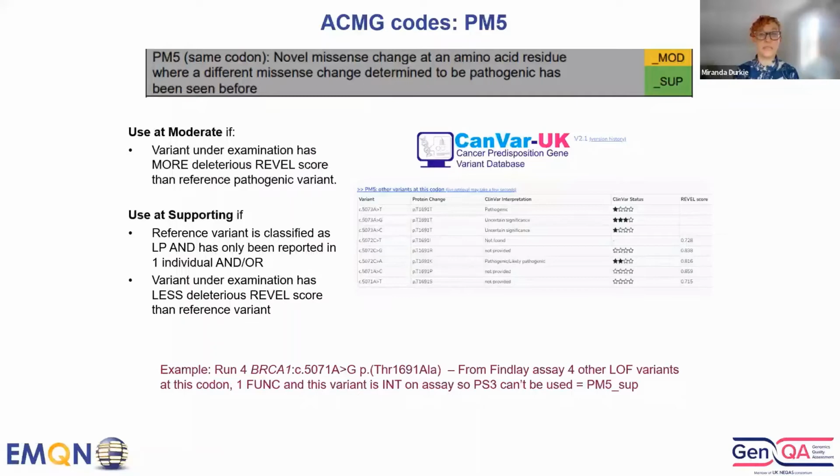On the Findlay et al. assay, a very good functional assay, there were 4 loss of function missense variants at this codon. There was 1 missense functional variant, and the variant that we asked you to analyze was actually intermediate on the assay. So we wouldn't use PS3 for this variant, but we could apply PM5. The Revel score was lower than the others, but above 0.7, which is our cutoff.